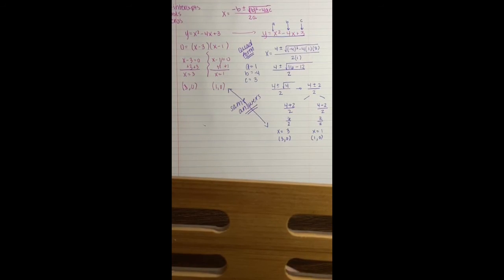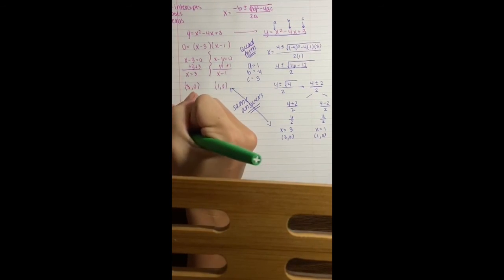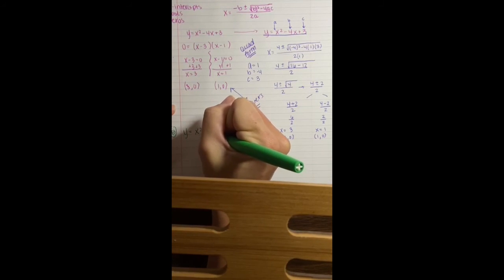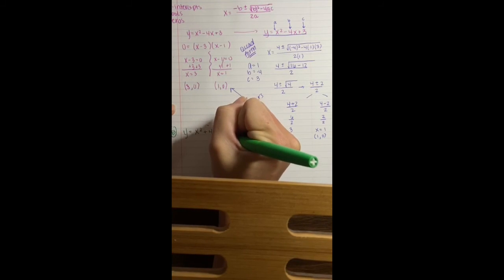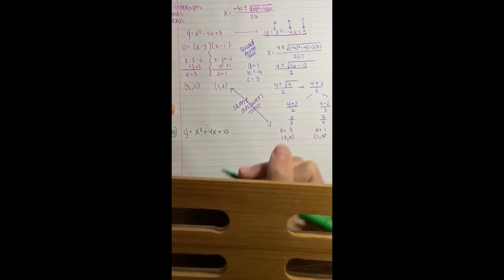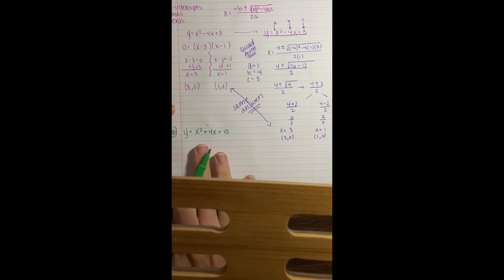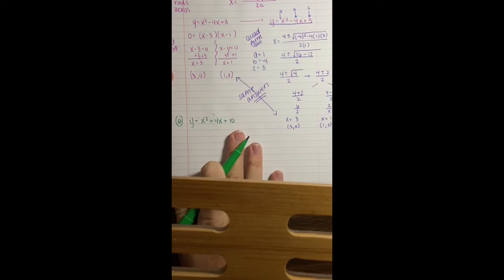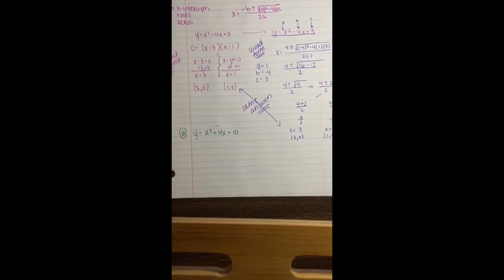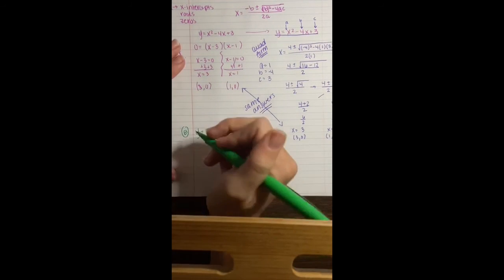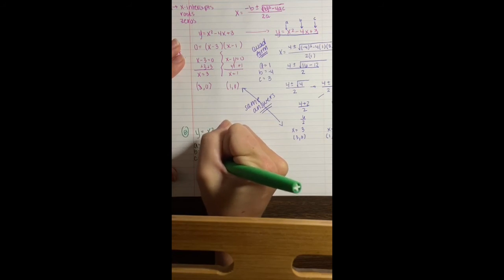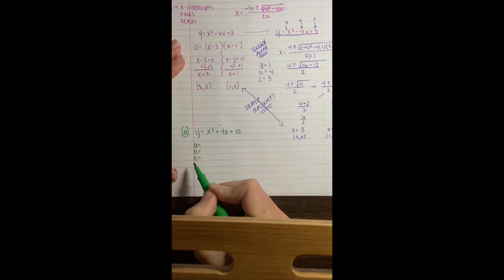So let's take something that is not factorable. Let's go with example B. We're going to do y equals x squared plus 4x plus 10. We're going to go ahead and we're going to use our quadratic formula for this. Remember, our first step every single time should be to state what our A, B, and C are. So A, B, C. I want to see this on all of your papers every single time.